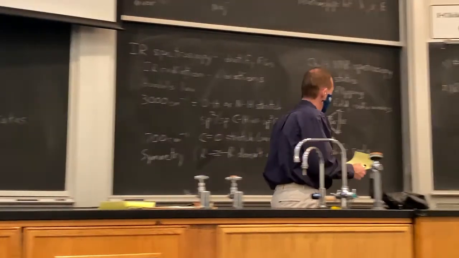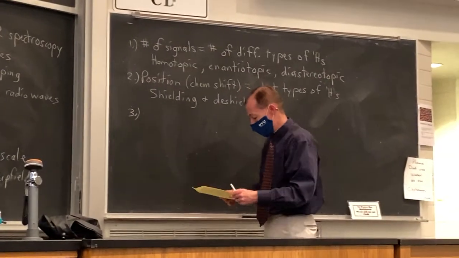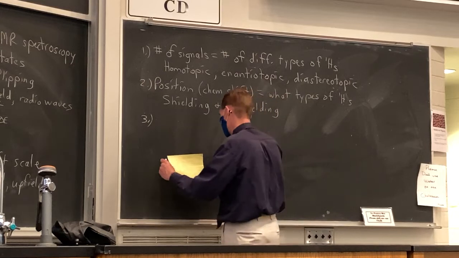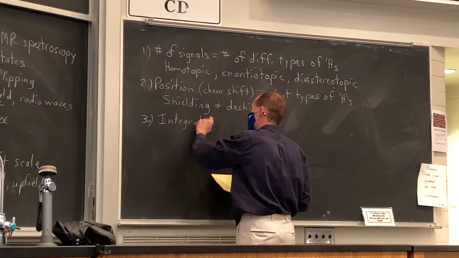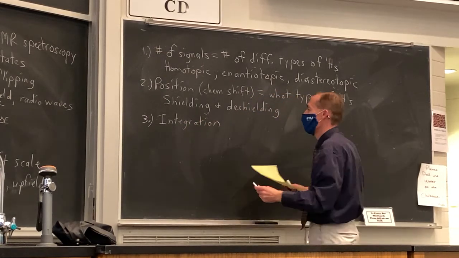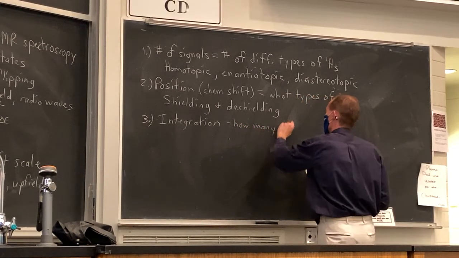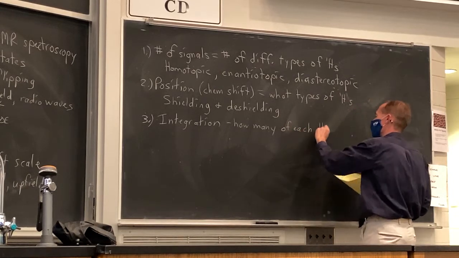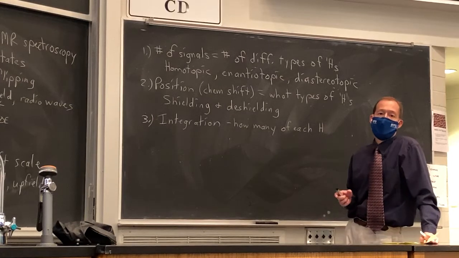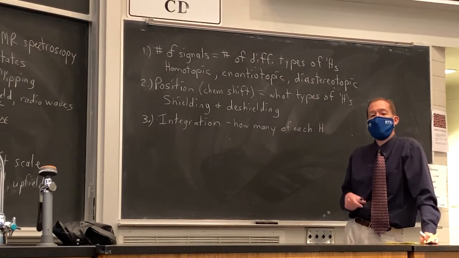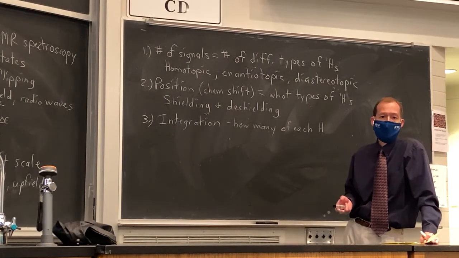Okay, so let's go back over here and look at our third piece of information we get from an NMR spectrum, and that is integration, or the intensity of those peaks, the area under each peak. That tells us how many of each hydrogen we have. And we went through an example of how you would convert integration values into a number of hydrogens. You would have to know the molecular formula in order to do that.